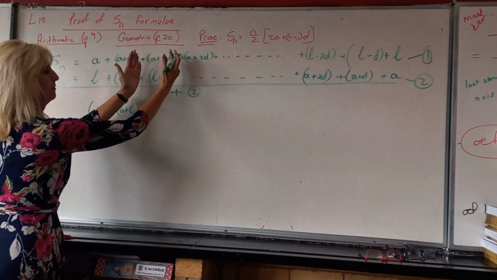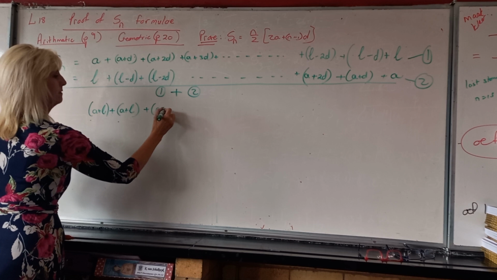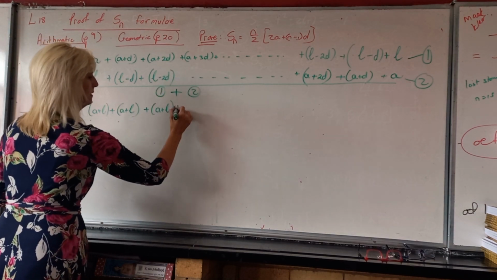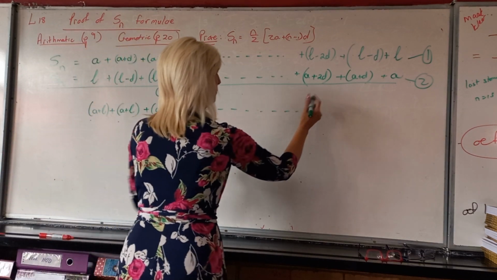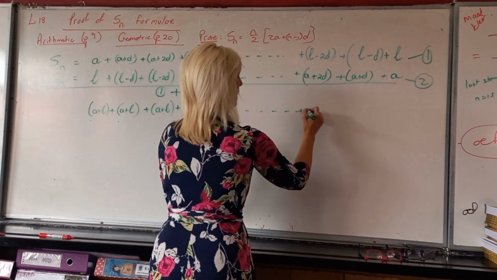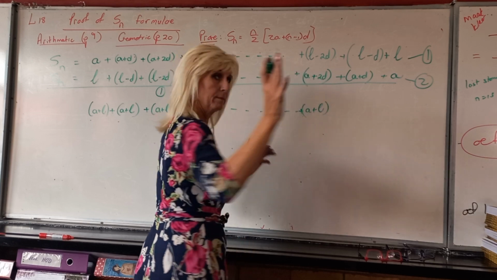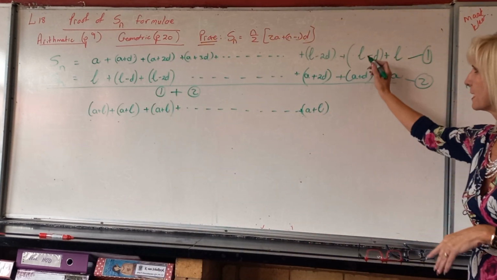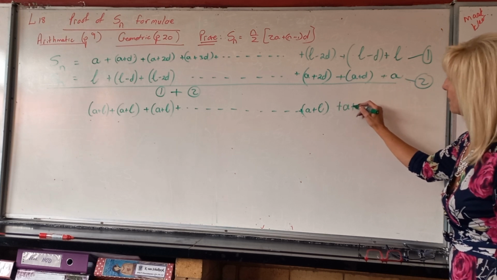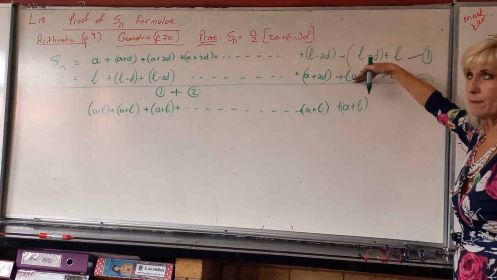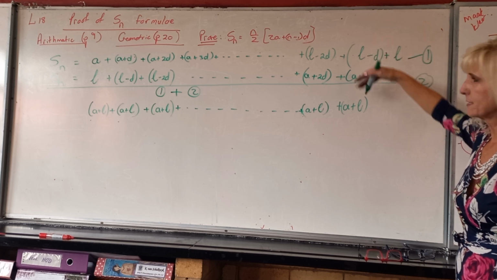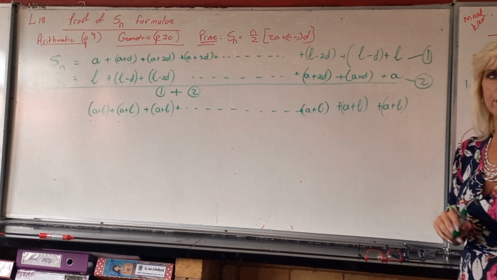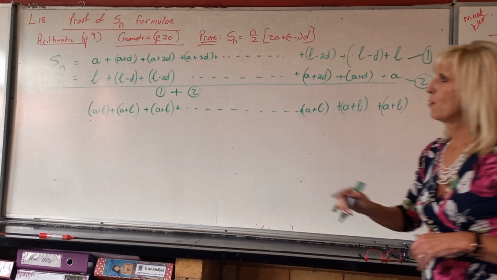Here, what am I going to have? A plus L. Got it? What do you think is going to be here? A plus L. We're trying to get a pattern going here, so let's keep it to A plus L. Are you seeing it when I add them? The D and the minus D cancel out. And here if I add them, it's A plus L, although it's the other way around, L plus A, it doesn't matter. What happened here?